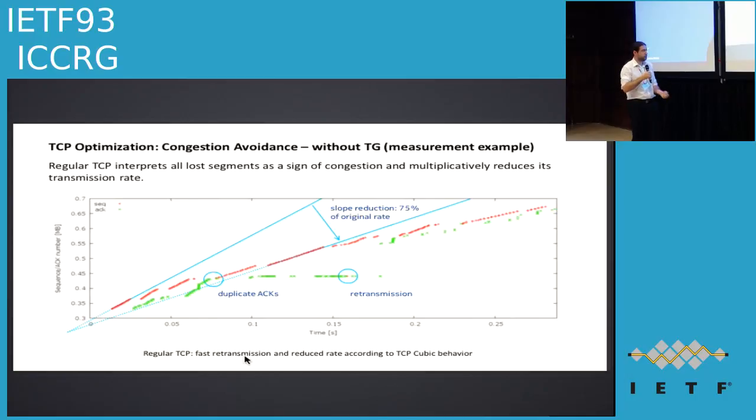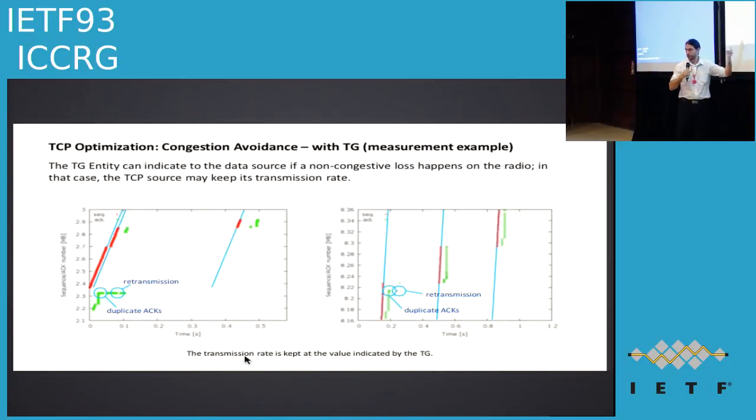That's what you can see here. If there is some loss, and you know from the radio side that the radio is still the bottleneck and you don't have to react to this loss, then what you can do is just keep the pacing rate, which you can see as the slope of the data pacing is not changed, and then we can maximize the available bandwidth and use it efficiently.